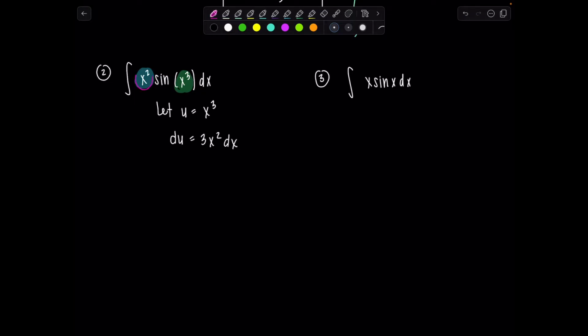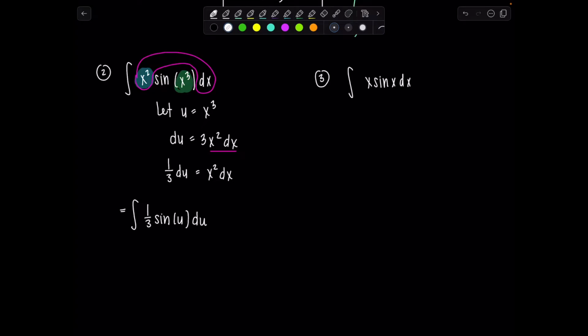Now what do I have? All I have is x squared dx. So I want to make that match exactly what's on the right hand side here. So I'll divide by 3, then 1/3 du equals x squared dx. Beautiful. Now I'm ready to rewrite the integral all in terms of u. I have 1/3 sine of u du.